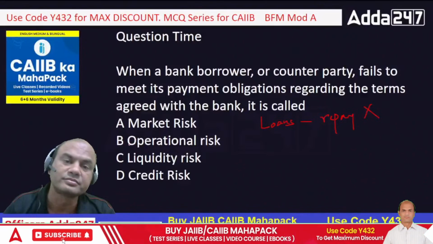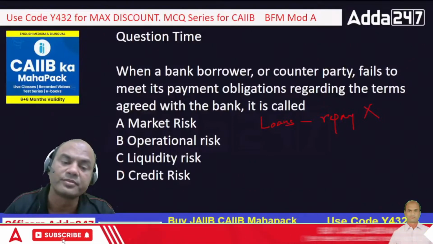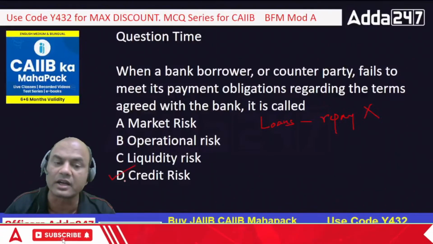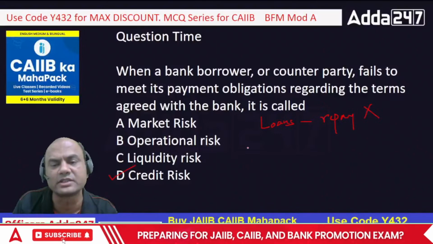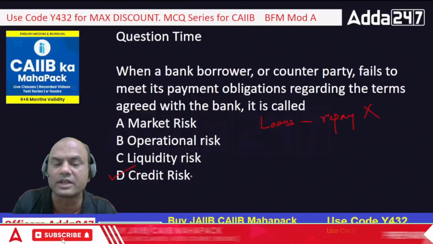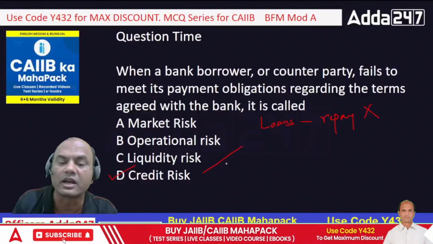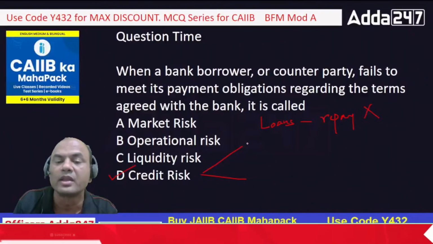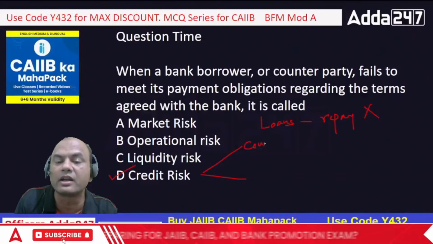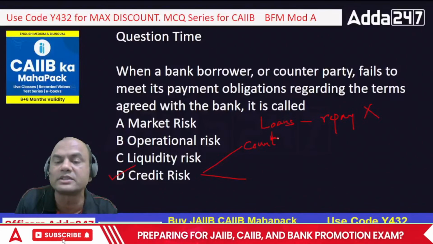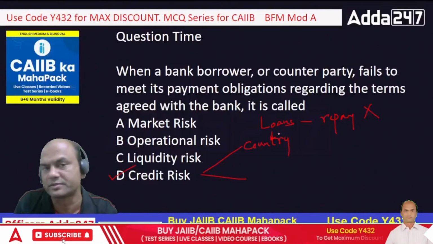It is credit risk. What is the credit risk basically? See this, credit risk is of two types always. I'll just show you here only. One, country risk, means if the country of the borrower fails, this is mainly in exports.